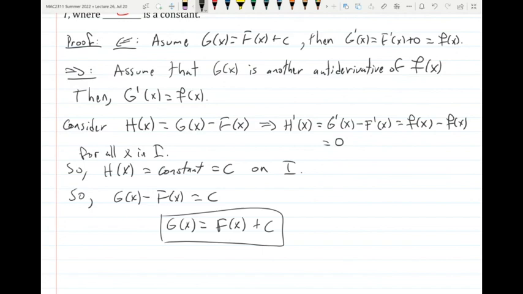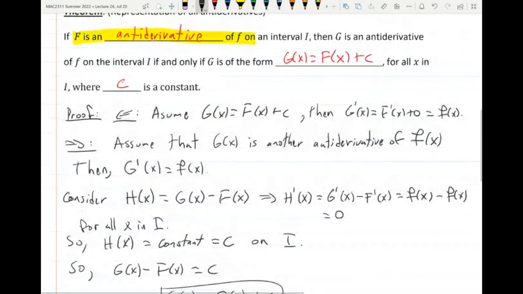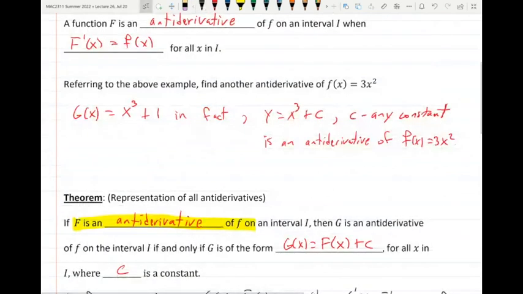Now you know that when you told me an antiderivative of 3x squared, you told me x cubed, any other answer that you could have given me had to be x cubed plus something. There is no other choice. There is no weird function that, when you take the derivative and simplify, gives you 3x squared. They have to belong to this family.